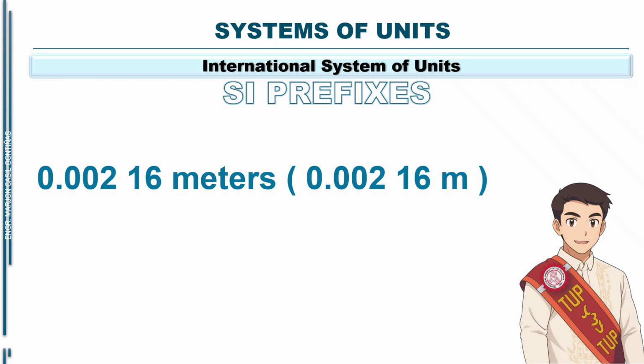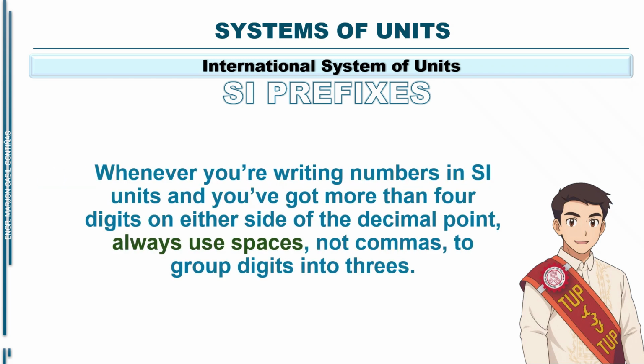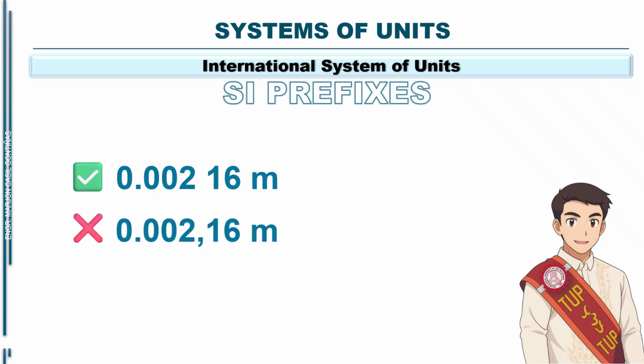And here's a pro tip. Whenever you're writing numbers in SI units and you've got more than 4 digits on either side of the decimal point, always use spaces, not commas, to group digits into threes. For example, 427 200 meters, using space, not 427,200 meters with a comma. 0.002 16 meter, not 0.002,16 meter.